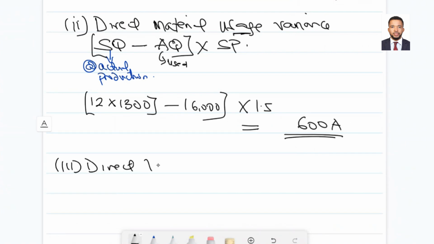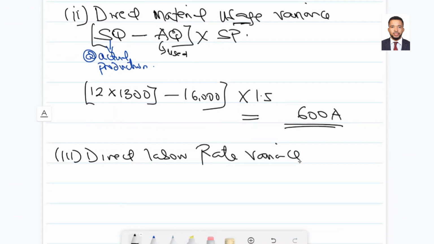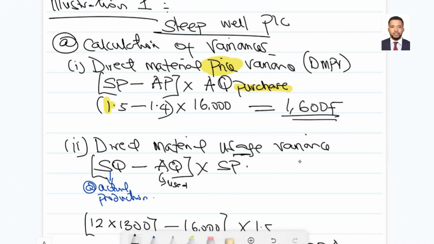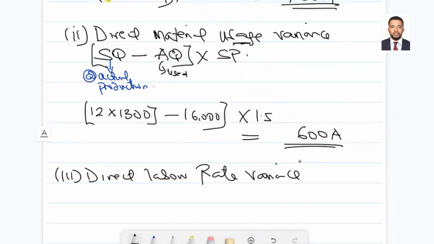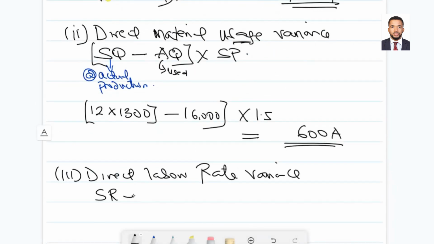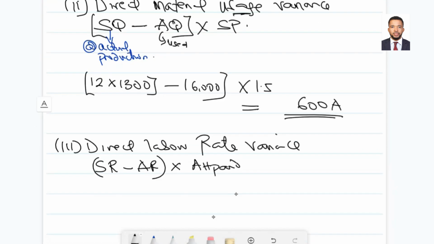Direct labor rate variance. What would that be from our price? So we are doing the same thing. Standard rate minus actual rate multiplied by actual hours paid. Paid, because we are investigating how much.